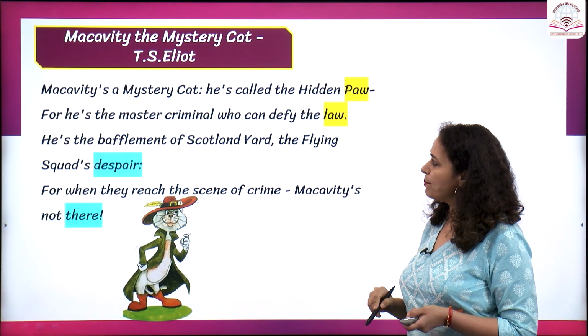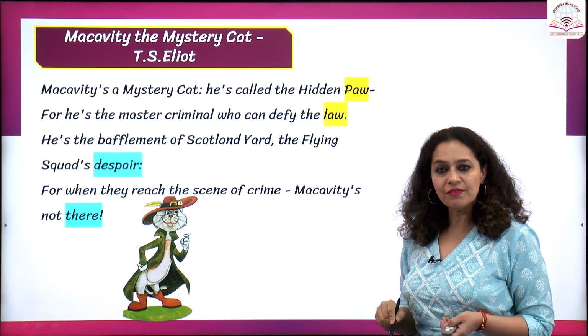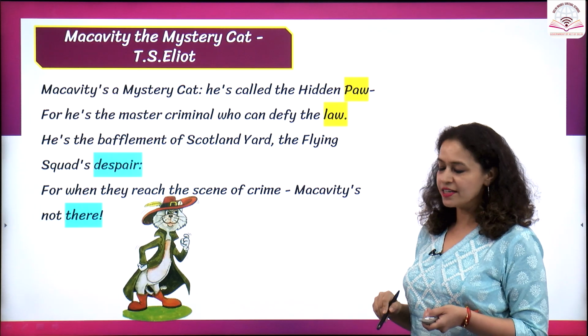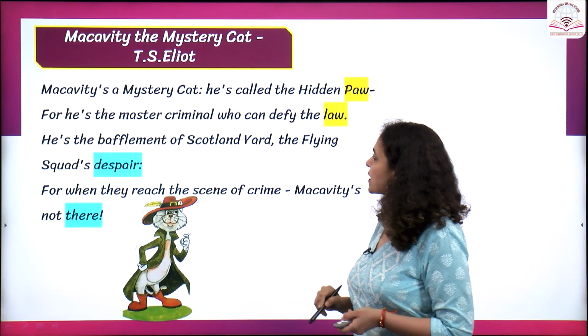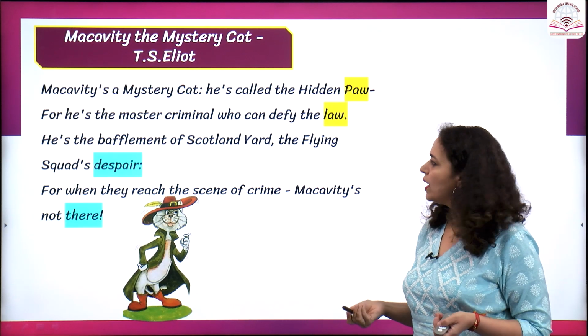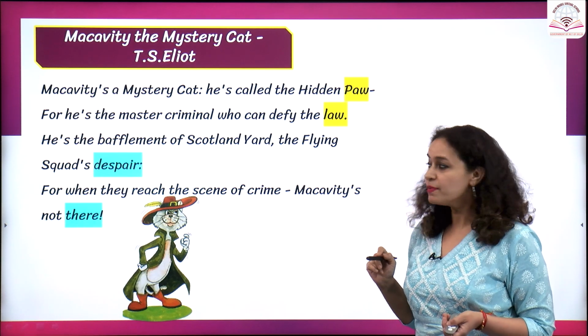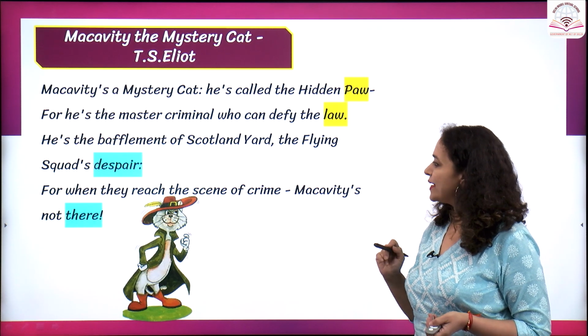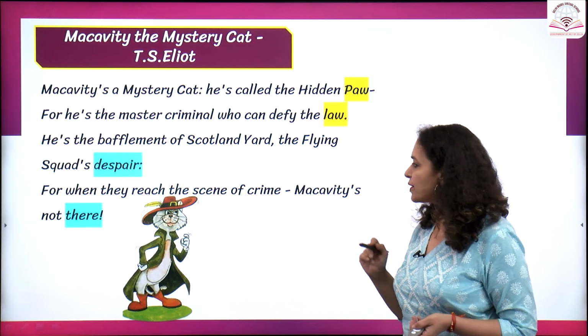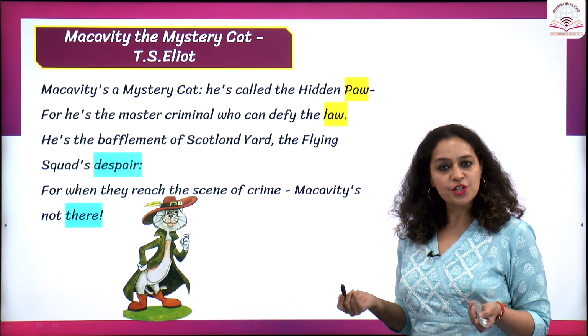So this is the example, a very famous poem, Macavity the Mystery Cat by T.S. Eliot. Macavity is a mystery cat. He is called the hidden paw, for he is the master criminal who can defy the law. He is the bafflement of Scotland Yard, the flying squad's despair. For when they reach the scene of crime, Macavity is not there.